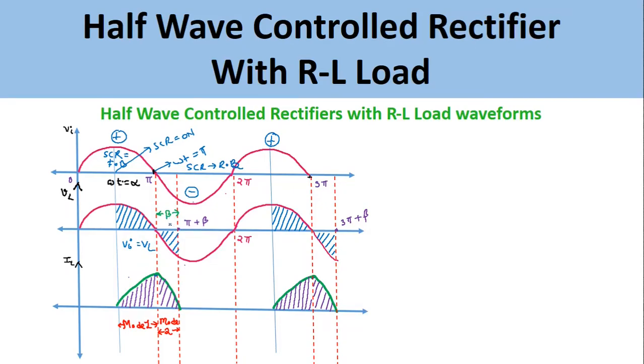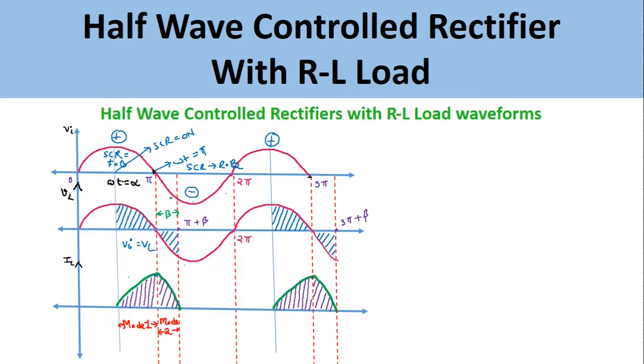So in this stage, from omega t is equal to pi to omega t is equal to pi plus beta, the mode of operation is called mode 2 operation, and from omega t is equal to alpha to omega t is equal to pi, the mode of operation is called mode 1 operation. So we are talking about the mode 2 operation now.